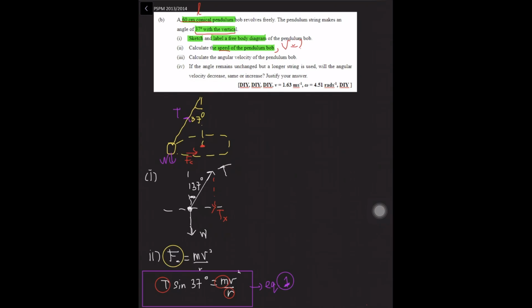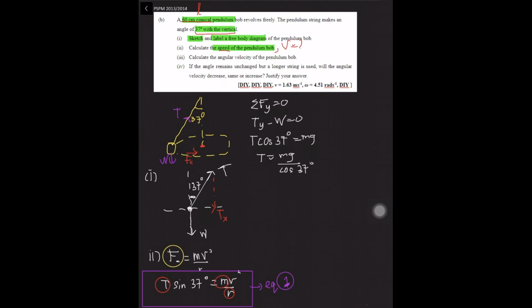To find tension, it can be found from the summation of Fy from our free body diagram. The summation of Fy is equal to 0. So Ty minus weight equals 0. Ty is T cos 37 degrees, equal to mg. So tension will be equal to mg divided by cos 37 degrees. Next, mass. Mass is not given, so it's okay.